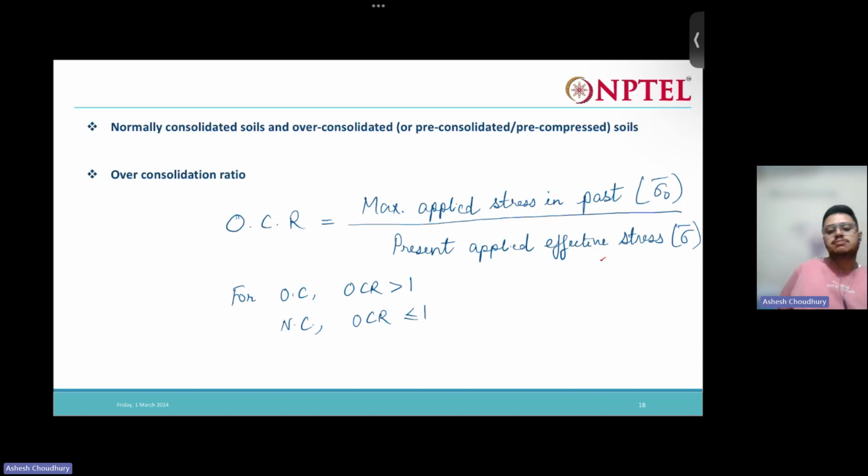Now you remove the 100 kg mass and you put a 50 kg mass. What is going to happen? What is the maximum applied stress in the past? It is 100. What is the present applied effective stress? It is 50. So what is the OCR? OCR is 2. That is, OCR is greater than 1, which means the soil is over consolidated. Now I apply 120 kg. If you compare it with the 100 kg barrier, now this OCR is going to be less than 1. So the soil is normally consolidated.